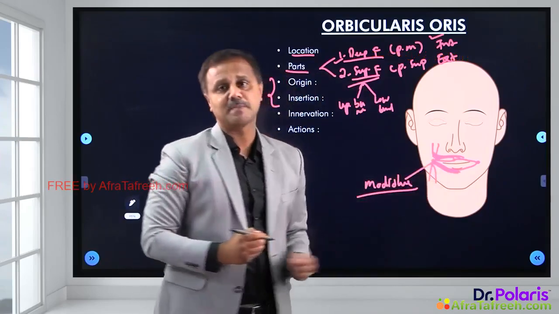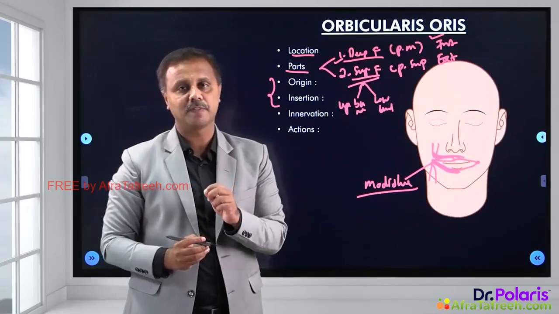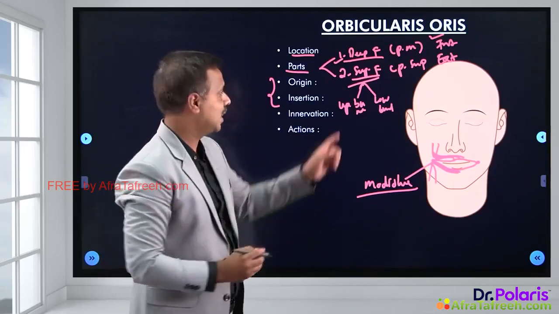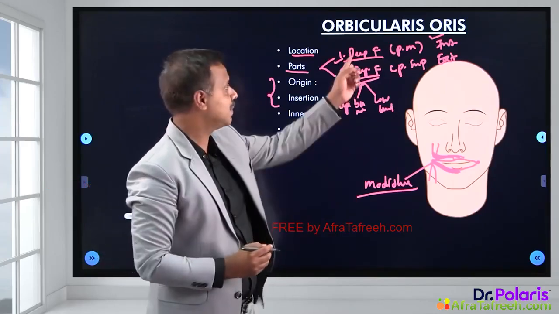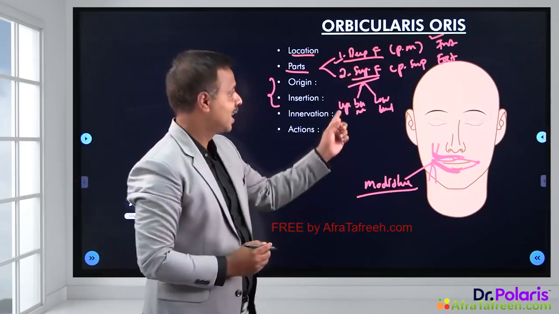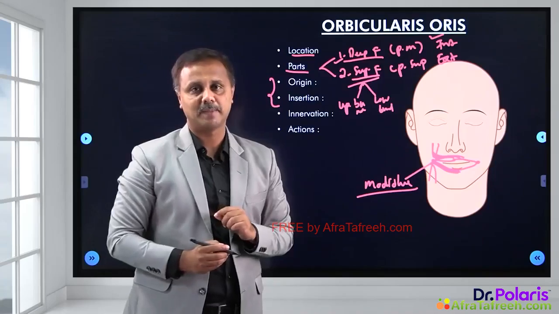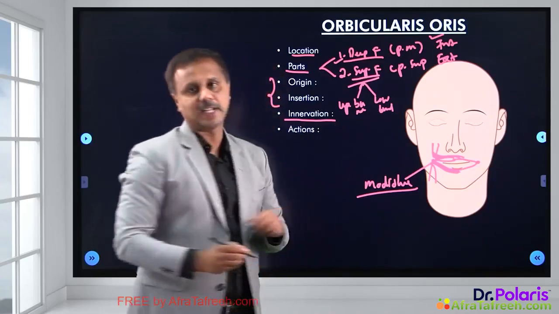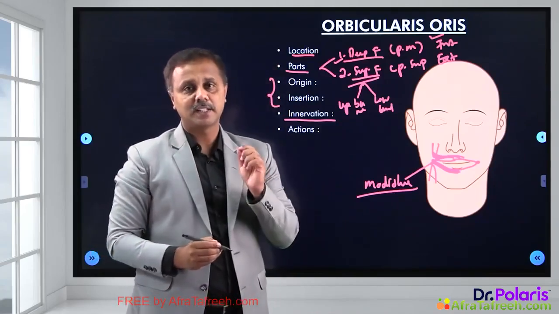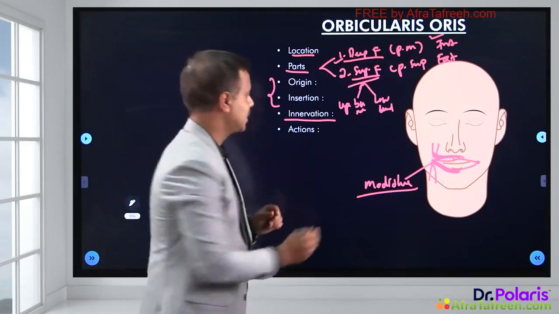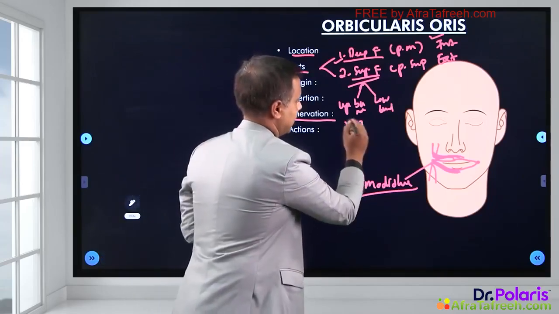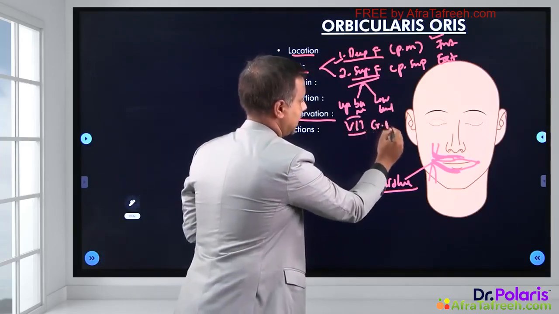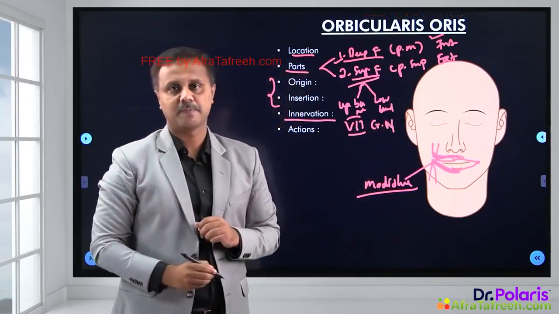The insertion of these muscles is into the dermis of the skin. That's all you need to remember. Okay? Deep fibers, superficial fibers, upper bundle and lower bundle. Right? Then, innervation, as I said in the previous slide, the innervation of all facial muscles is by the 7th cranial nerve or the facial nerve.